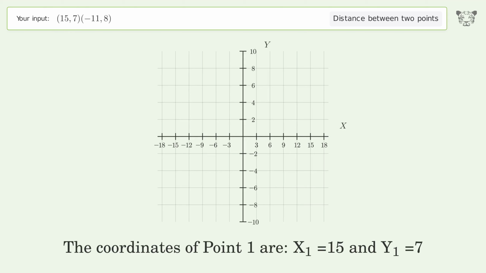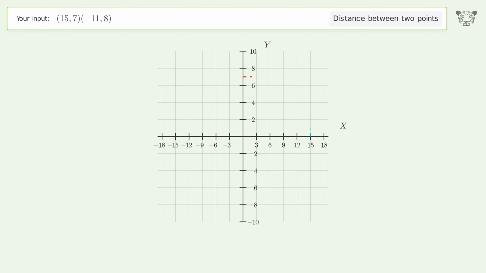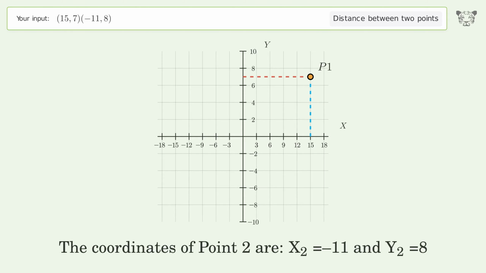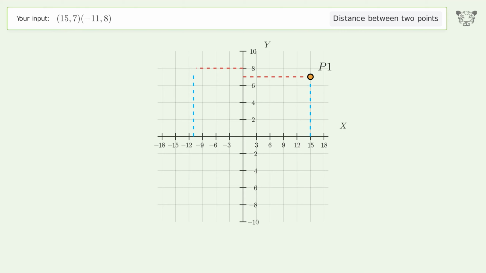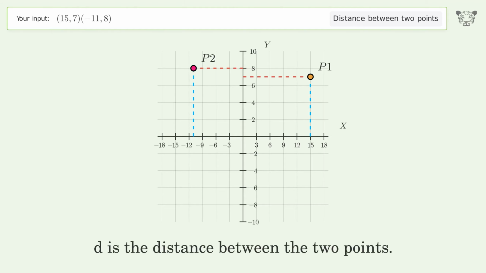The coordinates of point 1 are x1 equals 15 and y1 equals 7. The coordinates of point 2 are x2 equals -11 and y2 equals 8. D is the distance between the 2 points.